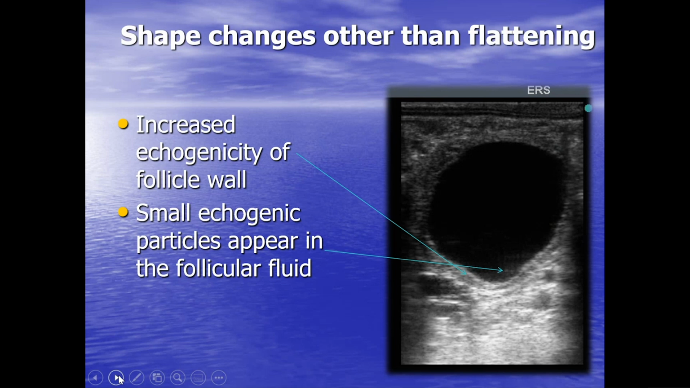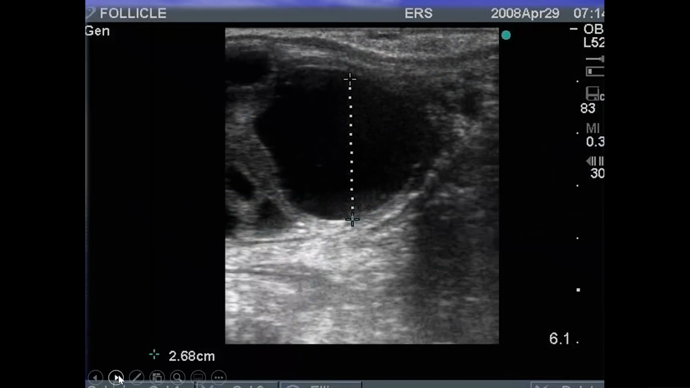But for now, I want to get the point across that in the immediate pre-ovulatory period, its shape changes, echogenic particles appearing, thickening of the wall, flattening of the follicle across the top, rather than it going from 38 millimeters to 41 millimeters. So I hope that makes sense.